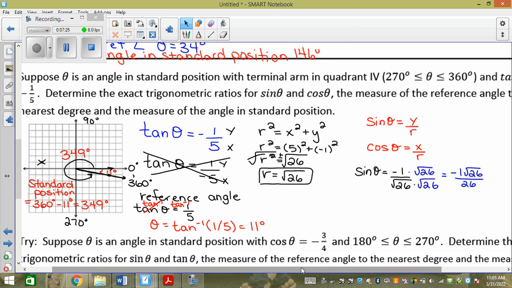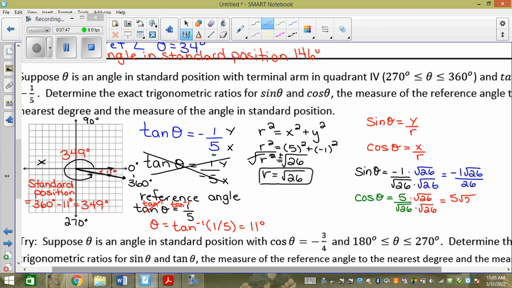Then I have to do cos theta. Cook extra rice. So my x is going to be, it's labeled over here, 5 over root 26. How do I rationalize root 26? Multiply by root 26. So I'm going to get 5 root 26, and then root 26 times root 26 is just 26. Is there anything I can take out of the 5 and the 26?